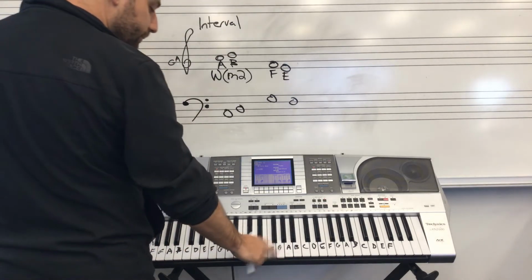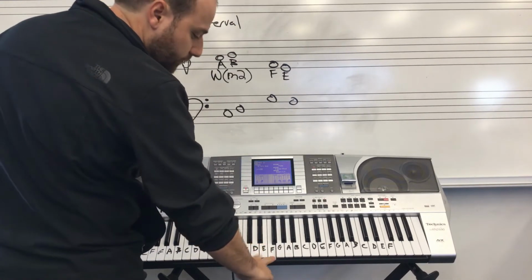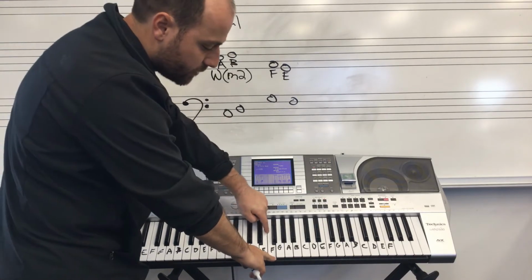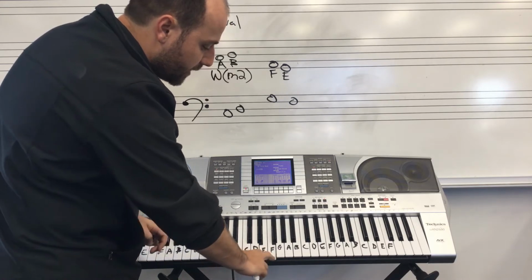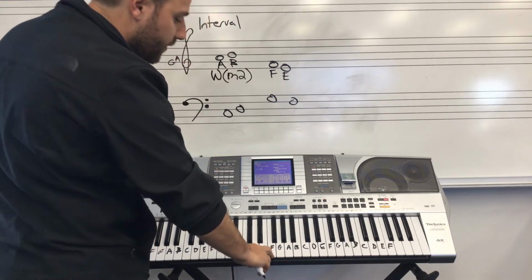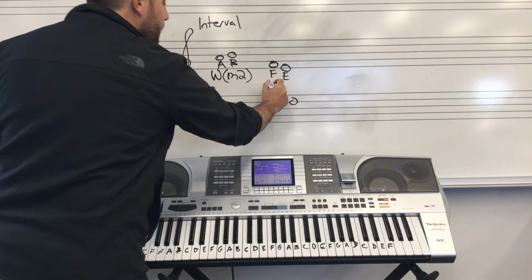So let's find an F and then an E. Is there a key in between these two? No, because it's one of our B. Remember, B and C and E and F are our white keys that have half steps in between them. So F and E is a half step.